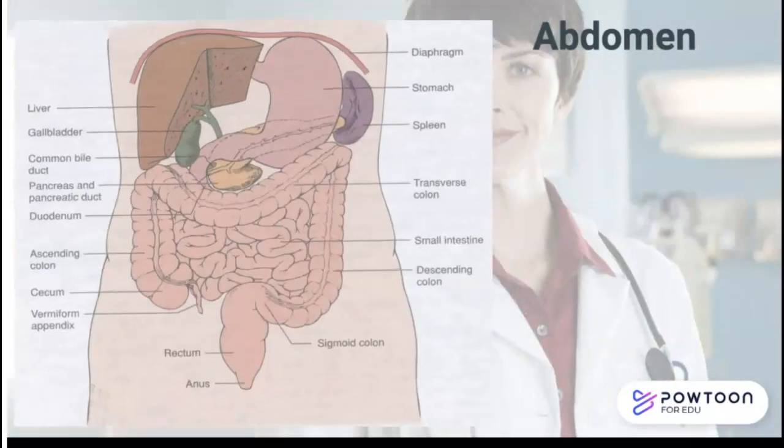Please review the structures and organs of the abdomen. Pay attention to the liver, the gastric bubble or the stomach, where the spleen is, as well as the loops of bowel.